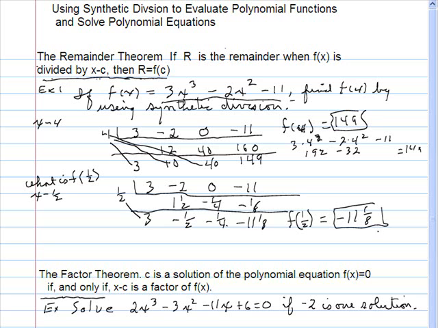Now the second thing we want to do is we want to use this synthetic division that we've developed to aid us in solving certain polynomial equations.